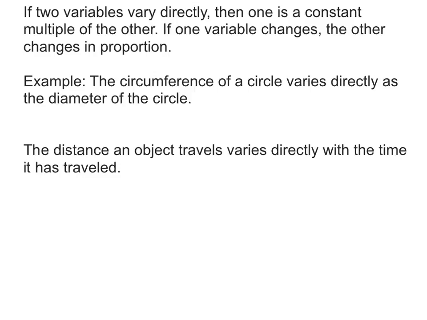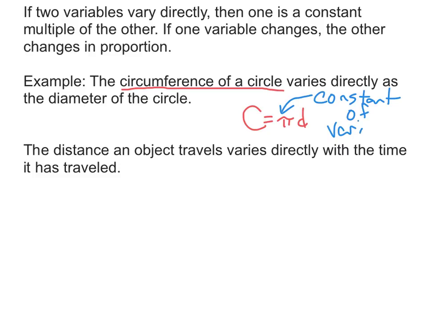For instance, the circumference of a circle, which we know as C, varies directly as the diameter of the circle. We know that the circumference formula is pi times the diameter. So pi, right there, is the constant of variation. Meaning, if I know what the diameter is, the circumference is always a multiple of the diameter. You take the diameter and multiply it by pi every time to get the circumference.